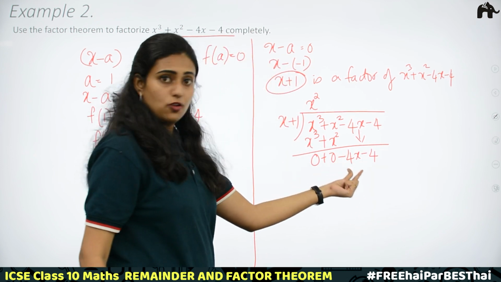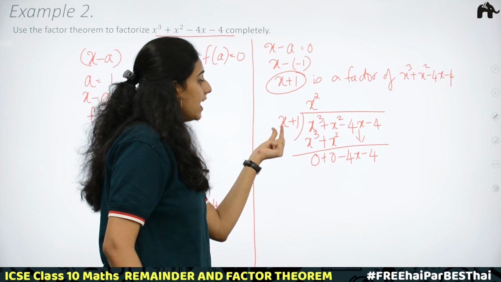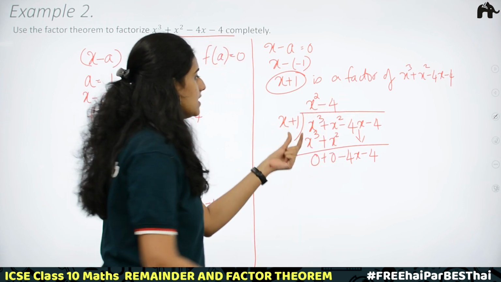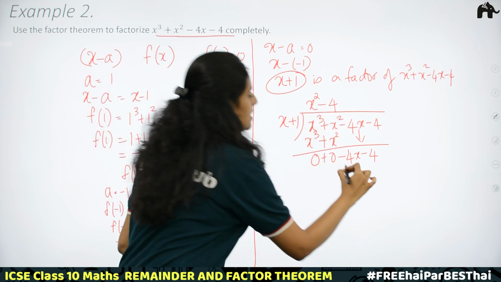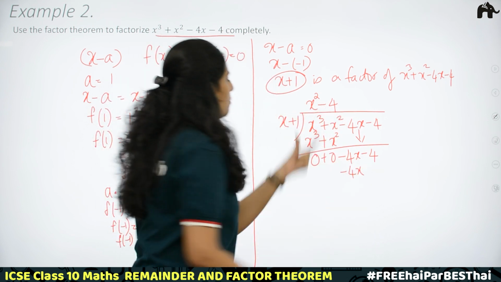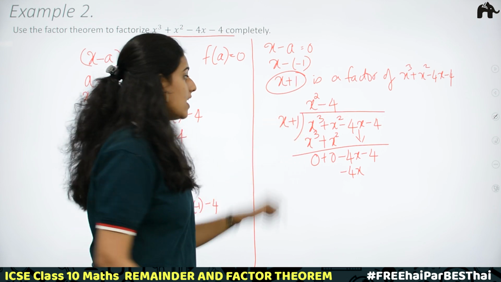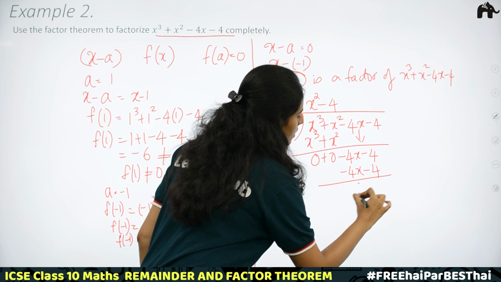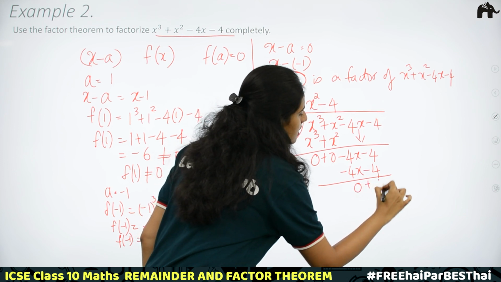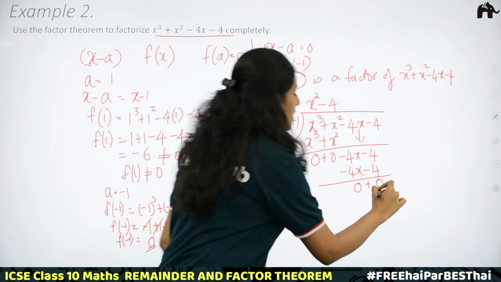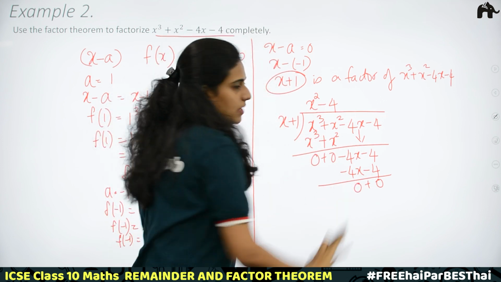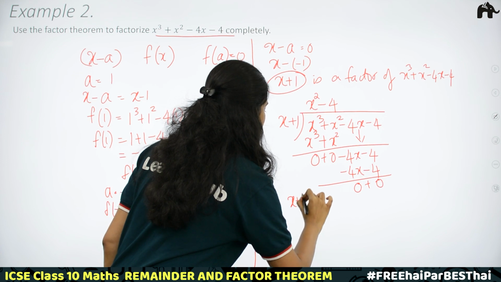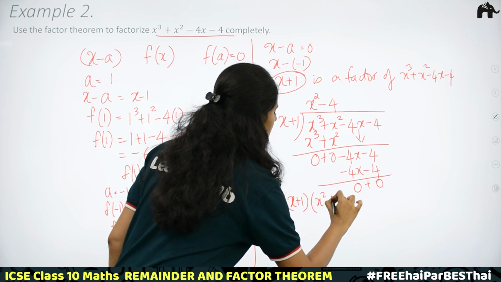To get minus 4x here, we have to multiply x and minus 4. That is, minus 4 into x is minus 4x. Minus 4 into plus 1 is minus 4. Now again subtracting, we get 0 here and 0 here. Okay. So, the remainder is 0. We got the remainder 0. Now, these two are the factors. X plus 1 and x square minus 4.